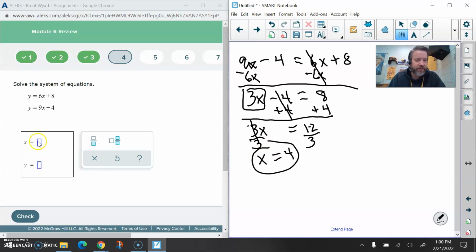If I come back over here, I can put 4 in for x. Boom, there it is. And now if I want to find y, all I need to do is substitute 4 in, either in place of the x in my first equation or in my second equation. It doesn't matter which one we use. Let's try the top one. Y equals 6x plus 8. I'll write that down here.